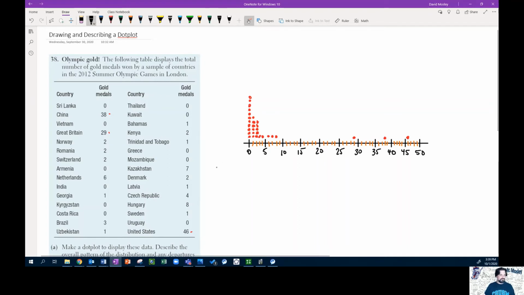The next part of this is to describe the overall pattern of the distribution. So again, I need to do shape, center, spread, outliers. For my shape, I'm looking at this graph, and it's definitely skewed to the right. So we're skewed to the right.